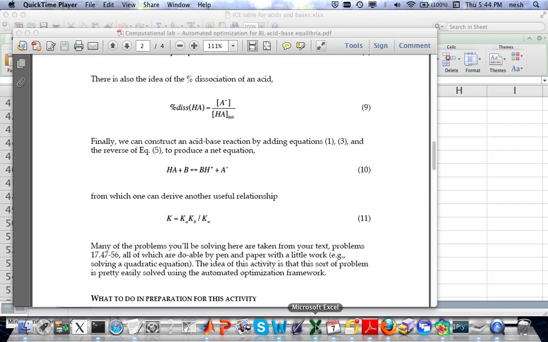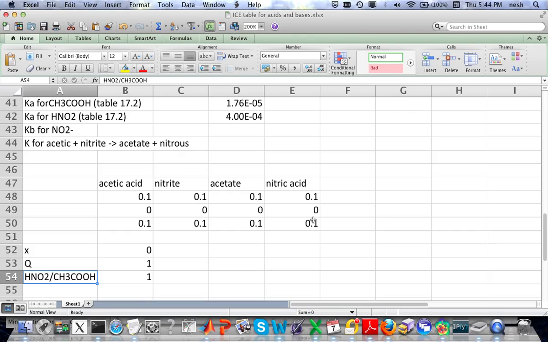Now I'm going to switch over to Excel, and you probably ought to bring up Excel and enter in these numbers that I've started here. As you can see, I've already entered in the values of Ka for acetic acid and for nitrous acid from table 17.2.